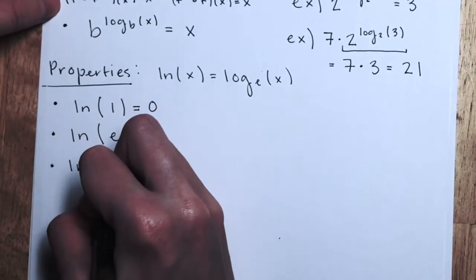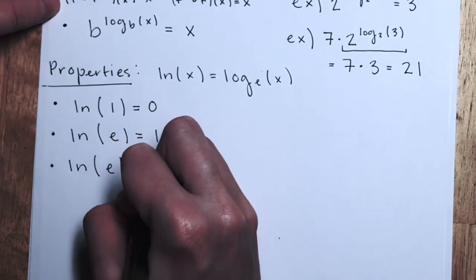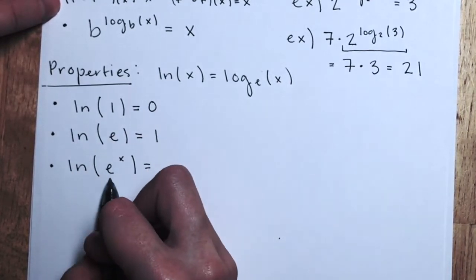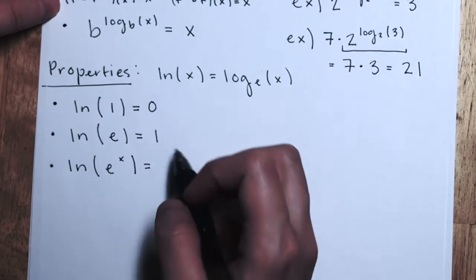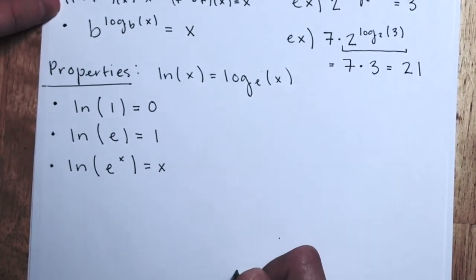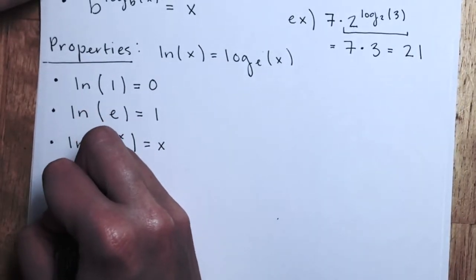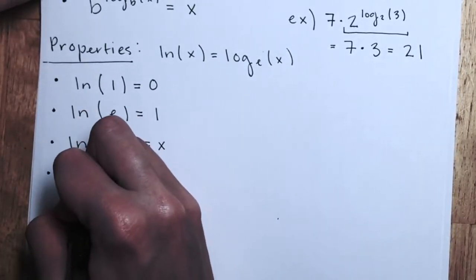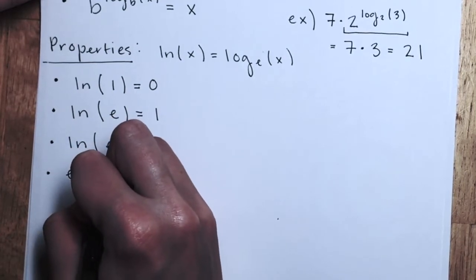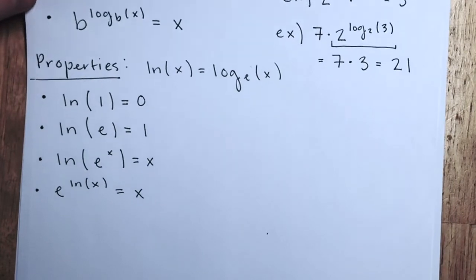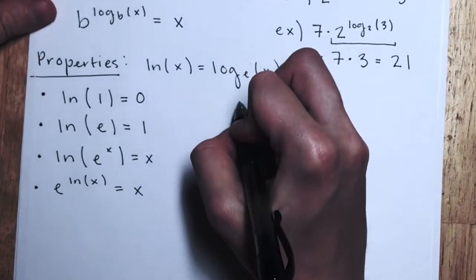Similarly, we have ln of e to the x. We know that that should be equal to, right, if we have the base is the same, then we know that we're just equal to whatever that exponent is. And then, last but not least, we've got this rule here. So let's look at a couple of examples of those really quickly.